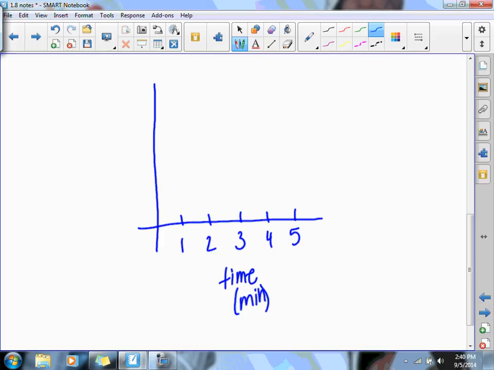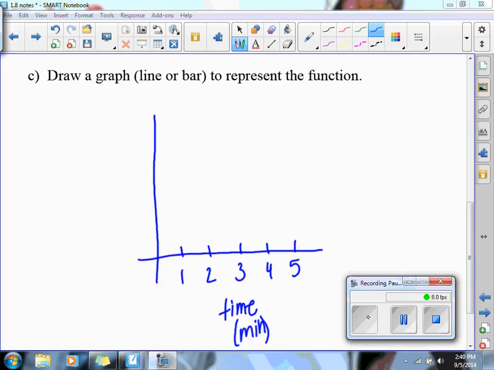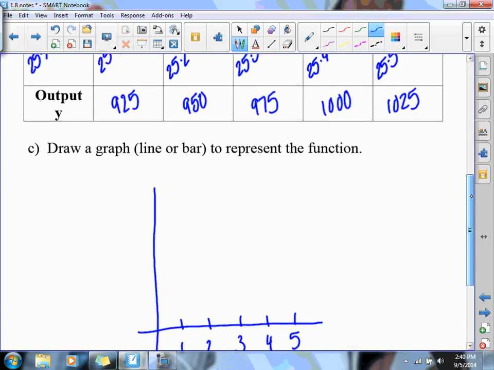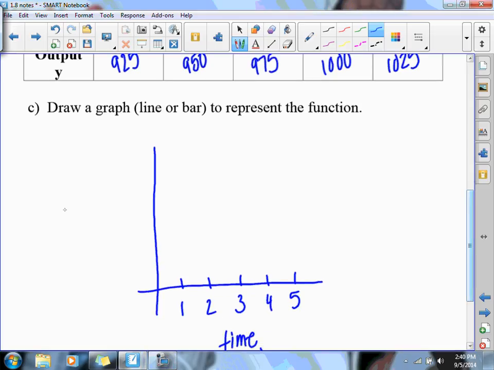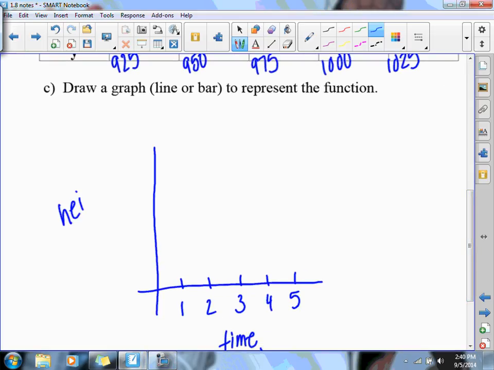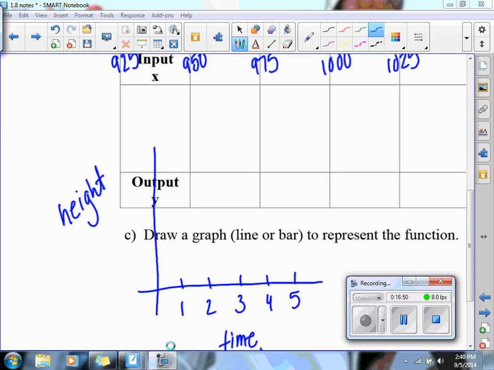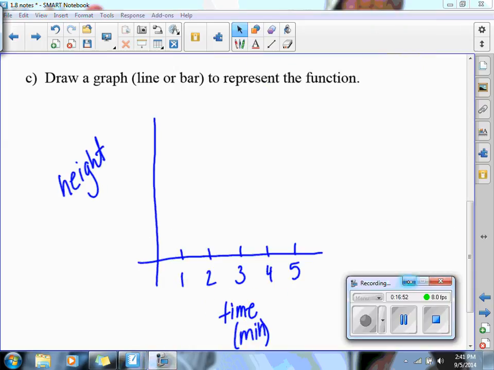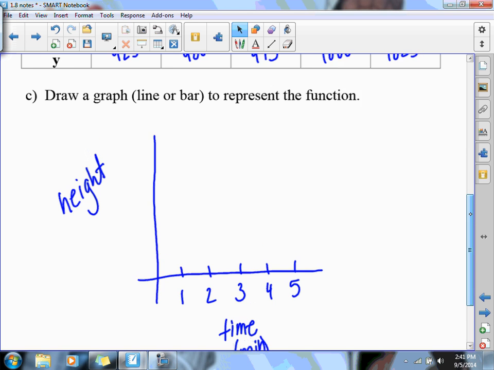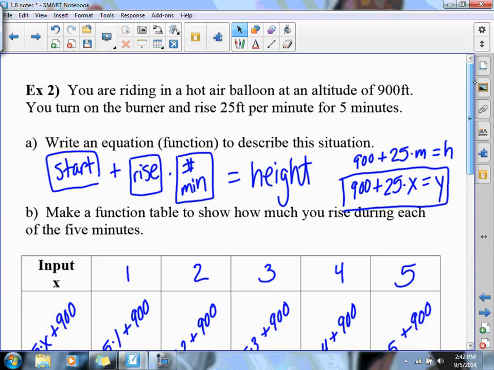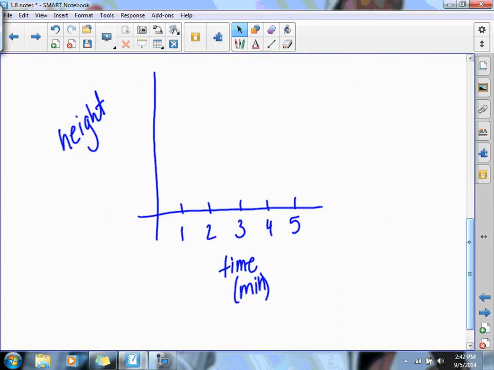And then on my other axis, I'm going to have my y values. And the y values were our height. Okay, so I'm going to have my height on my y-axis. And the height was in feet. So I want to make sure that I label that.